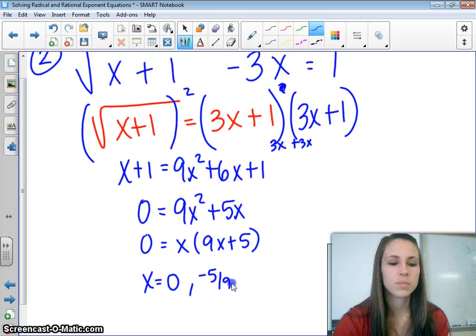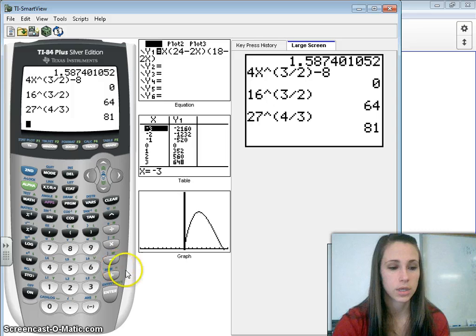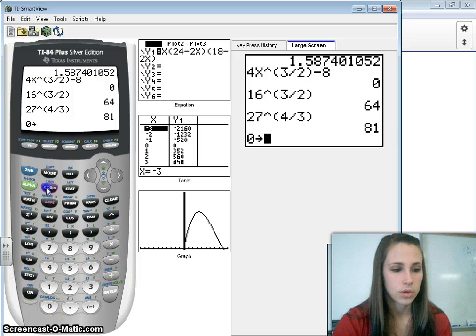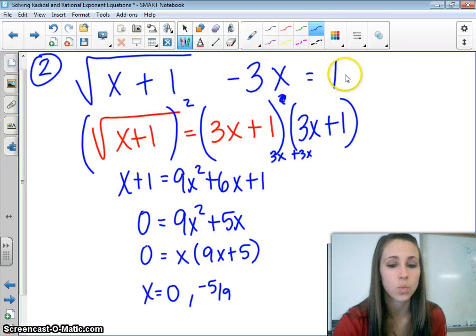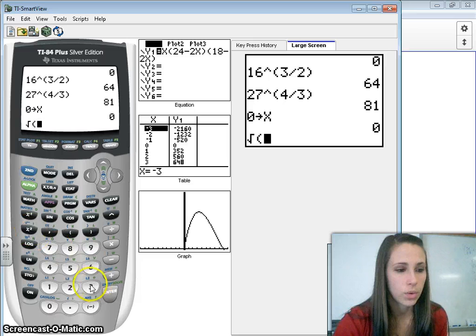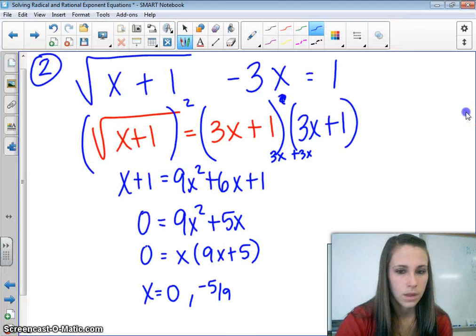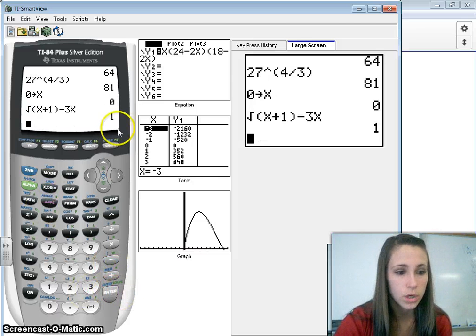Okay, so this one might be a little bit easier to try to plug them into the calculator. So I'm going to go plug them in real quick. So I'm going to take 0 and store it for x, and then just type in my original equation. If it equals 1, then I know it's a correct solution. So I'm going to say the square root of x plus 1, and then minus 3x. So minus 3x, if that equals 1, I know it's right.